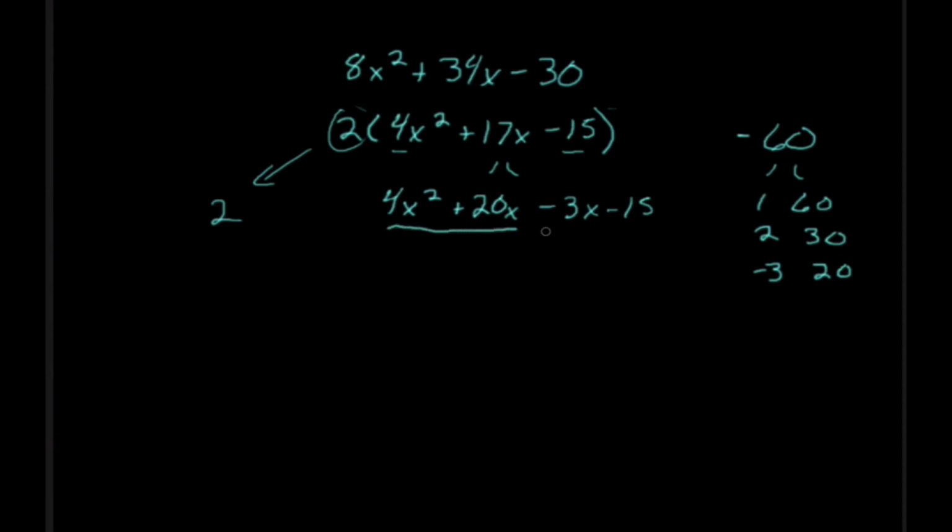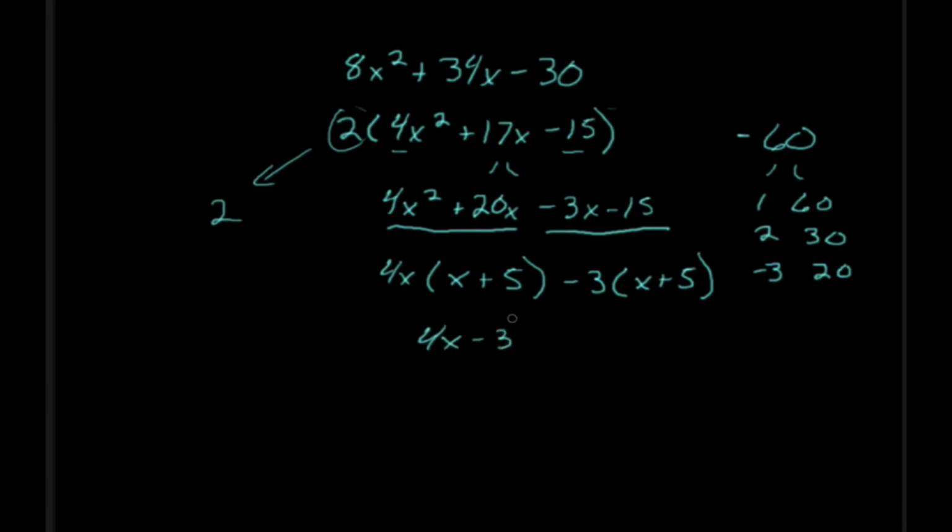So here we go. We're going to factor out each expression separately. Here, the common factor is 4x, leaving us with x plus 5. And the common factor here is negative 3, leaving us with x plus 5. And now 4x and negative 3, both multiplied by x and 5, can be rewritten as 4x and negative 3, both multiplied by x plus 5.